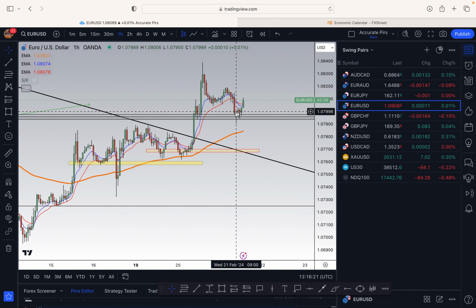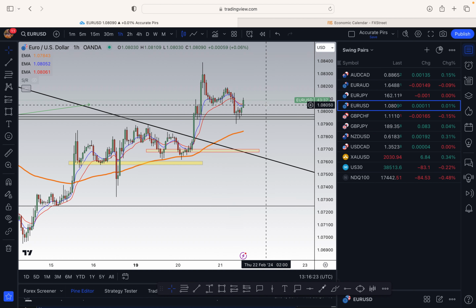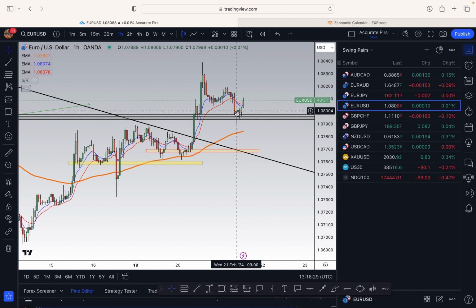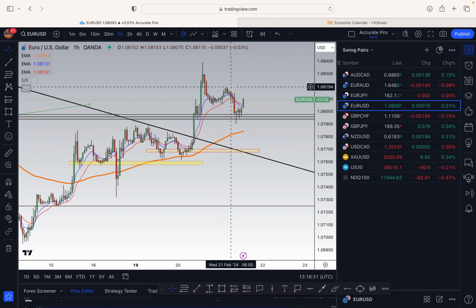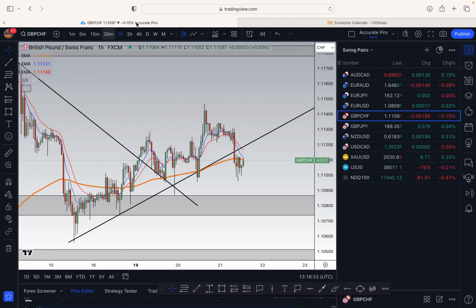So look, price failed to break, starting to make its way towards the upside. So literally probably missed that trade as well. Euro USD, missed that trade. Let's move on to GBP CHF.